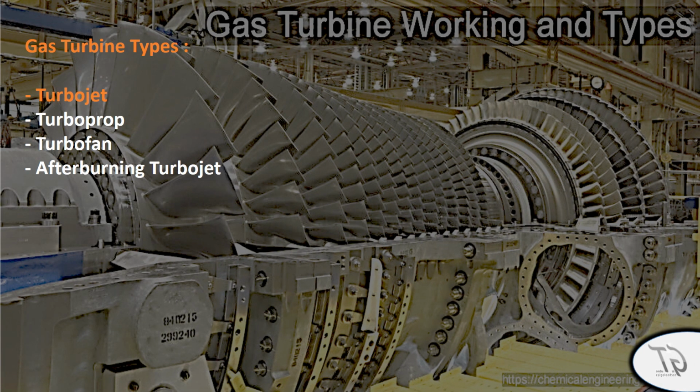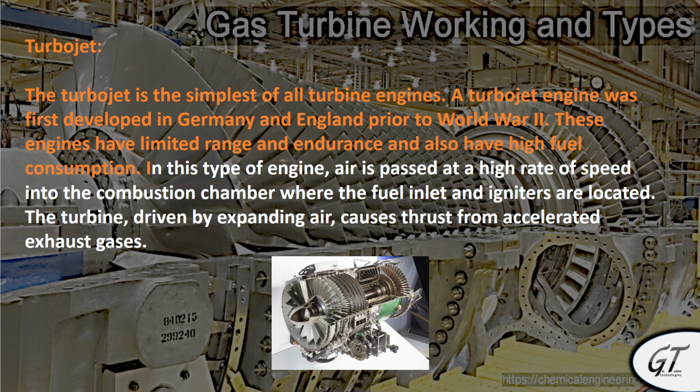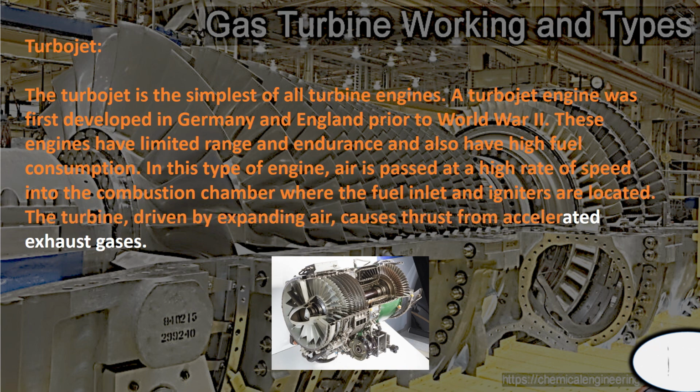Gas turbine types: turbojet, turboprop, turbofan, and afterburning turbojet. Turbojet. The turbojet is the simplest of all turbine engines. A turbojet engine was first developed in Germany and England prior to the Second World War. These engines have limited range and endurance and also have high fuel consumption. In this type of engine, air is passed at a high rate of speed into the combustion chamber where the fuel inlet and igniters are located. The turbine, driven by expanding air, causes thrust from accelerated exhaust gases.